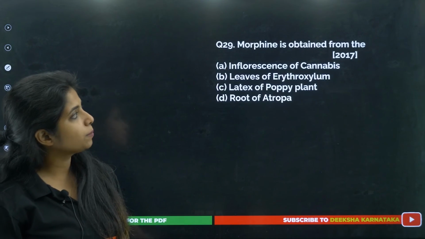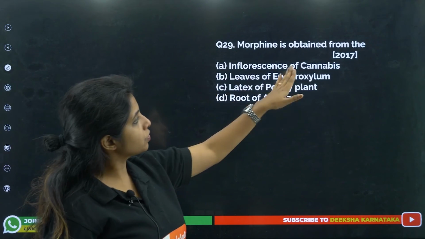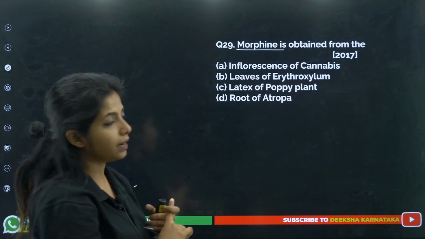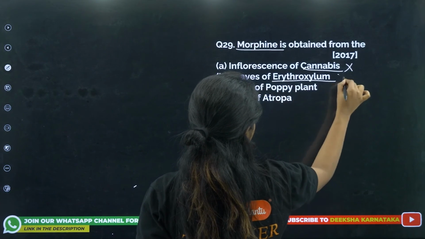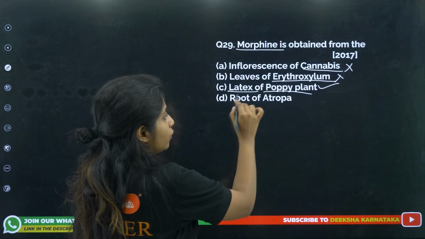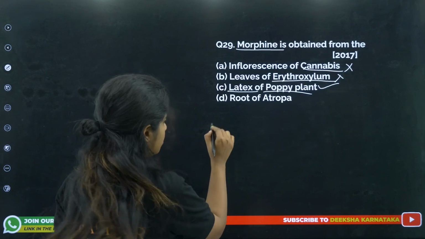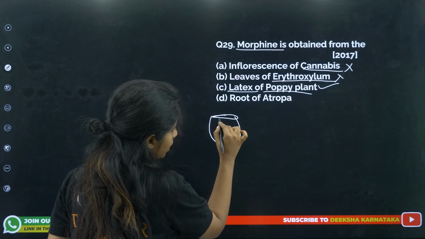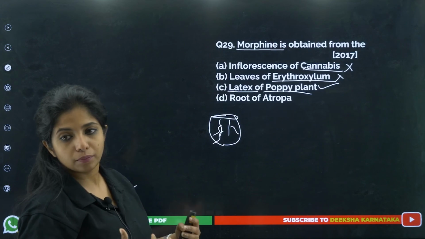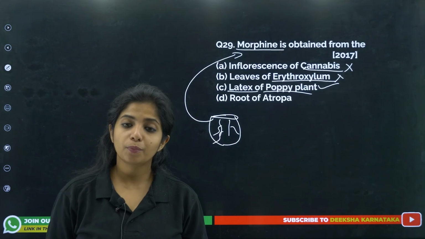Next thing. Morphine is obtained from what? From inflorescence of cannabis? No. Morphine, you get it from Papaver somniferum or opium poppy plant. So Cannabis sativa is wrong, Erythroxylum coca is wrong, poppy plant is correct. The other name of poppy plant is Papaver somniferum. From the latex of poppy plant, the milky rubber-like substance coming out, you take that for making morphine. So latex of poppy plant is used for preparing morphine.